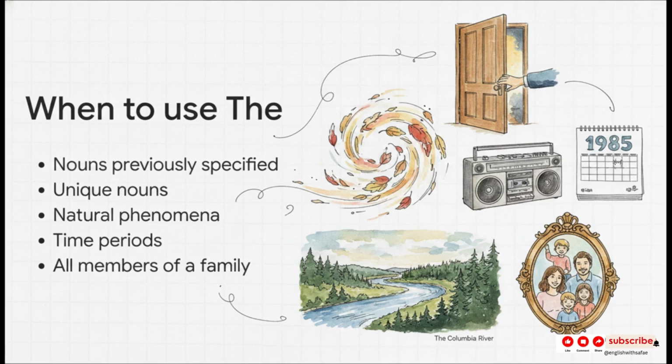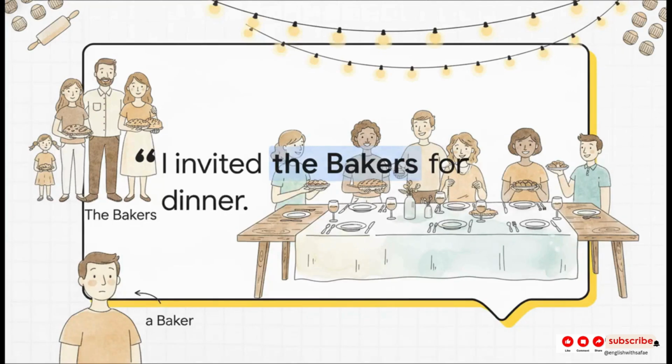To put that last rule into perspective, just imagine you're hosting a neighborhood dinner party. You wouldn't just invite a baker, because that would just be one random member of the family. By using the bakers, you are inviting the entire family unit. The definite article perfectly packages them all together.